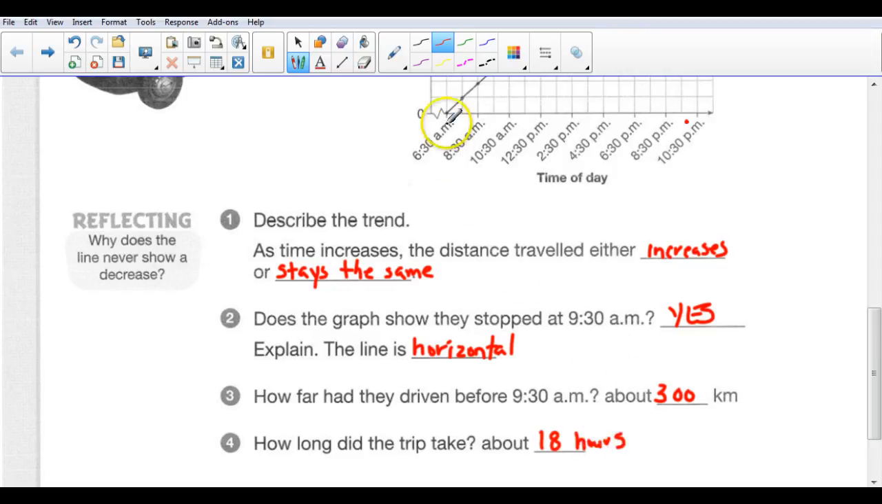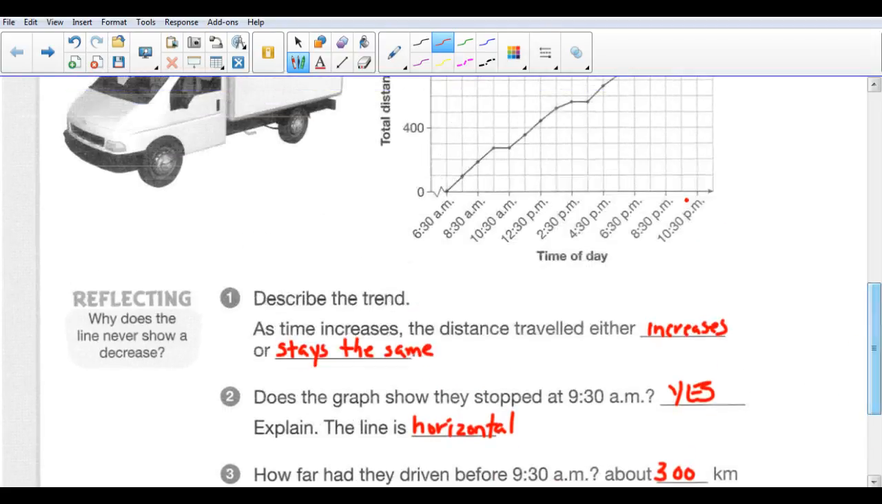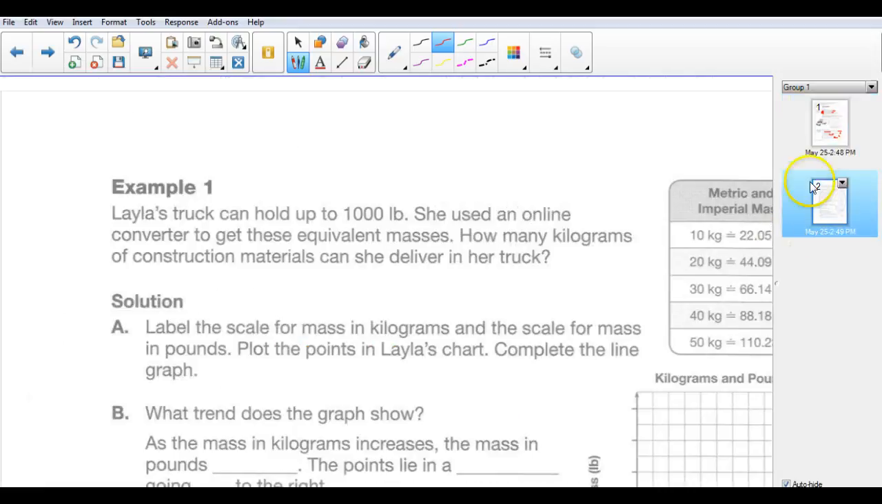Okay, from 6:30 in the morning all the way up to 9:30, we can count 1, 2, 3, 4, 5, 6, 7, 8, 9, 10, 11, 12, 13, 14, 15. It looks like 15 hours, not 18 hours. I don't know what I was thinking. It's a 15-hour trip. So you just count the intervals there. All right, let's look at another one.